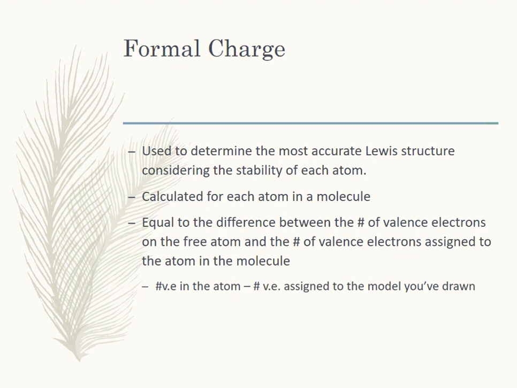Finally, formal charge I wanted to get into is used to determine the most accurate Lewis structure, considering the stability of each atom on the molecule. When we draw a structure, we're going to calculate formal charge for each atom. It's the difference between the number of valence electrons on the free atom, for example, nitrogen would have 5, and the number of valence electrons assigned to the atom in the molecule you've drawn.